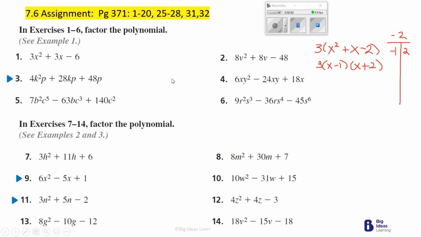Let's see how I did. 3 times x minus 1, x plus 2. All right, let's get to number 3.